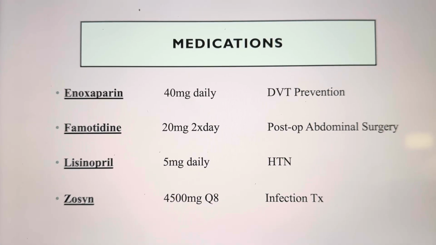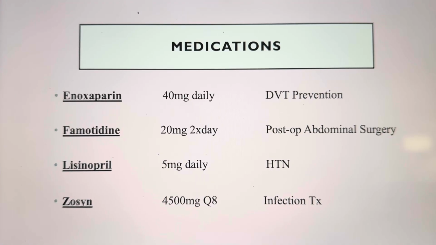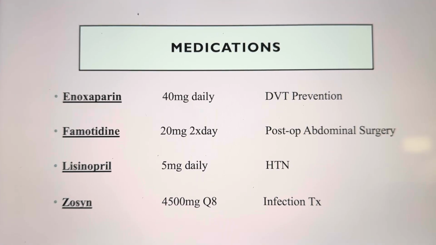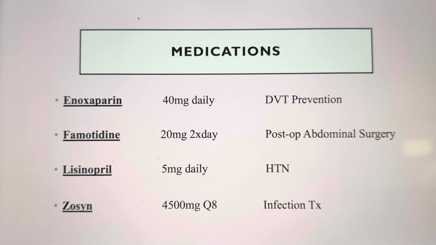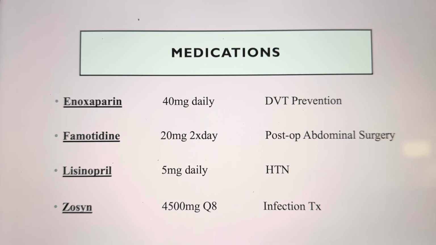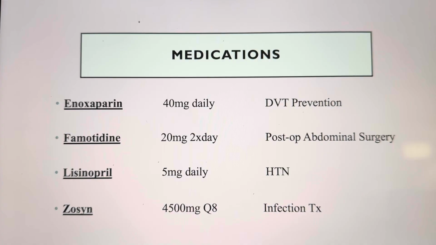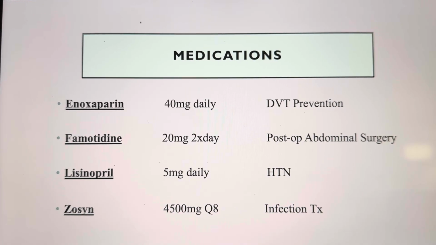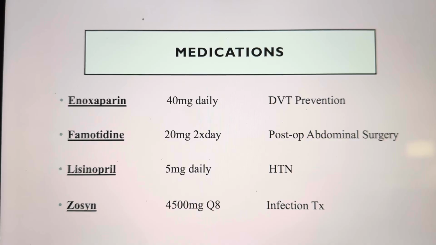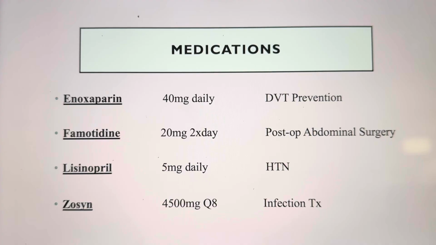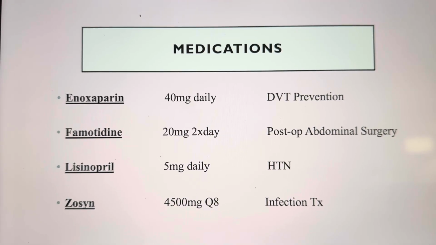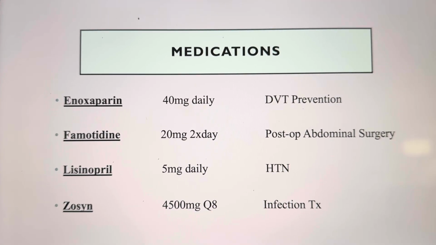Medications that this patient was prescribed include enoxaparin, 40 milligrams a day, which is used to prevent deep vein thrombosis since he is laying in bed after a surgical procedure. Famotidine is another medication that he was prescribed, and this is used post-op after abdominal surgeries just to help prevent any stress-related abdominal conditions and to help with any abdominal discomfort that might come after surgery.